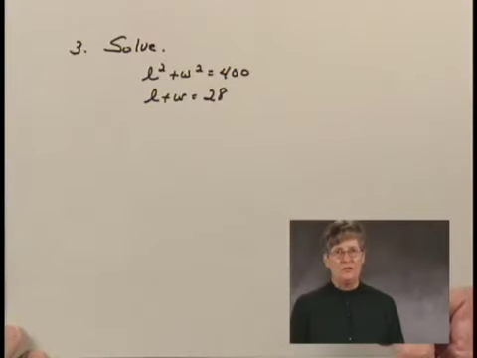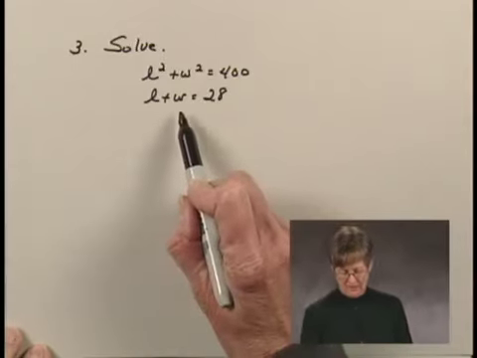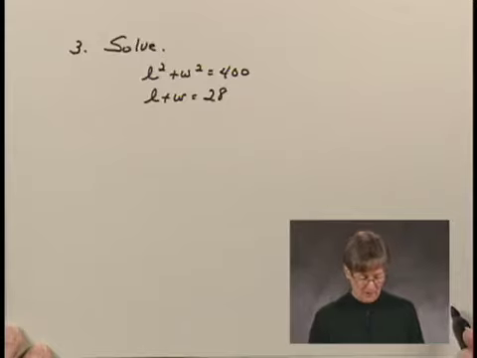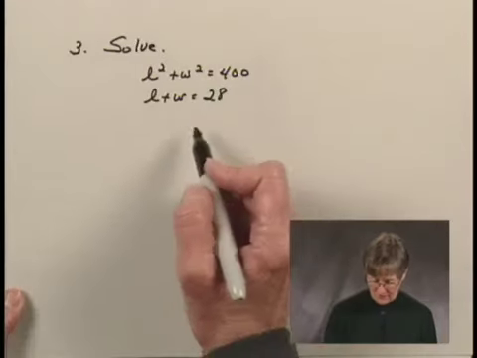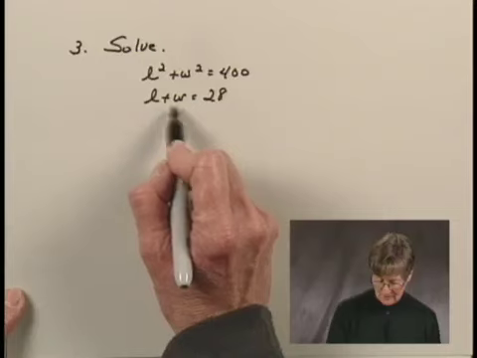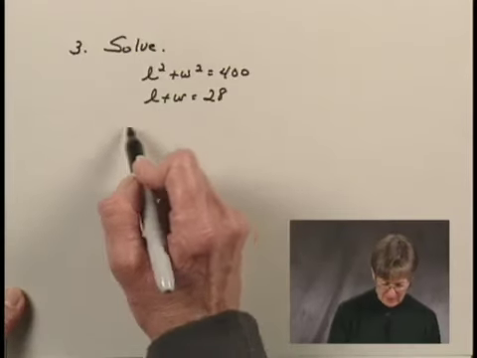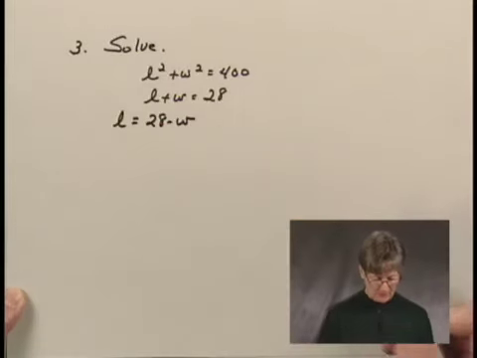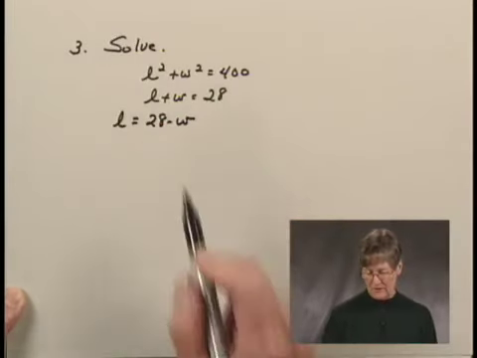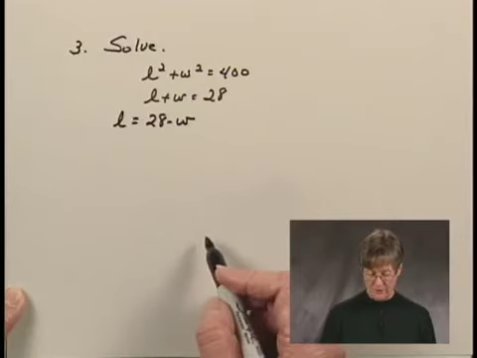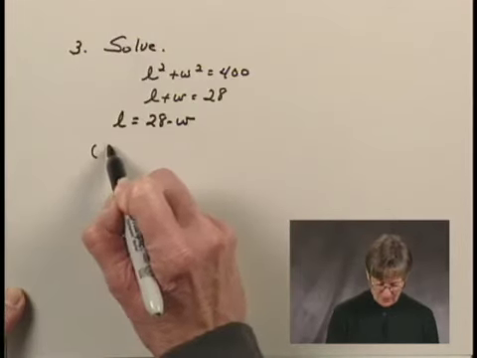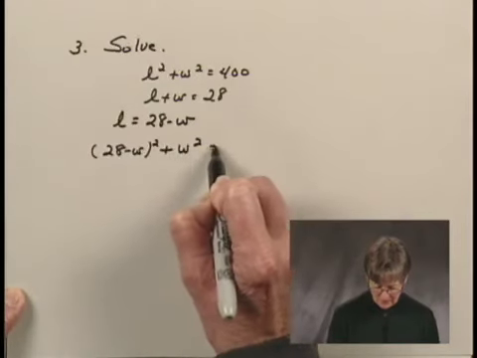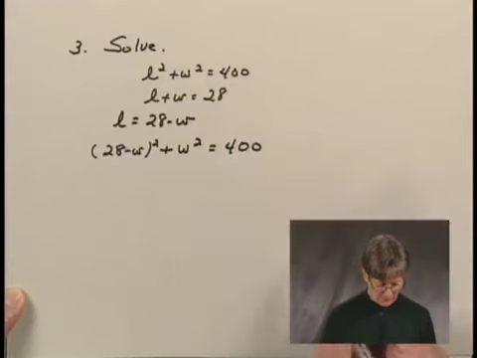Now, I'm going to use substitution to solve this system. I'm going to solve the second equation either for L or for W and then substitute into the first equation. And let's just choose to solve this for L. When I solve this equation for L, I subtract W on both sides and I get L is equal to 28 minus W. Now I'm going to substitute this into the first equation and solve for W. So I would have L squared, or 28 minus W squared, plus W squared is equal to 400.